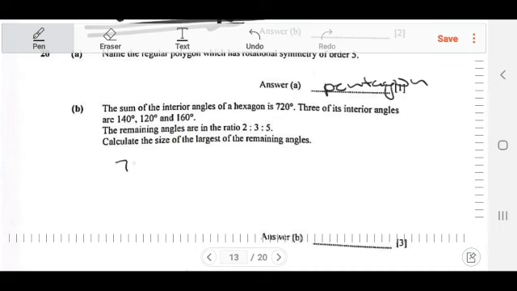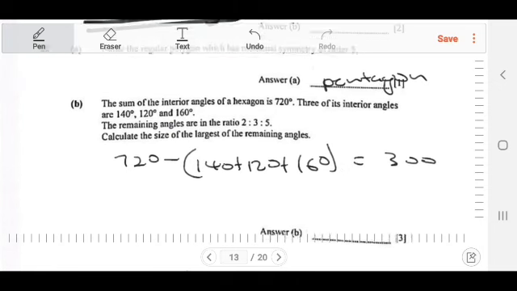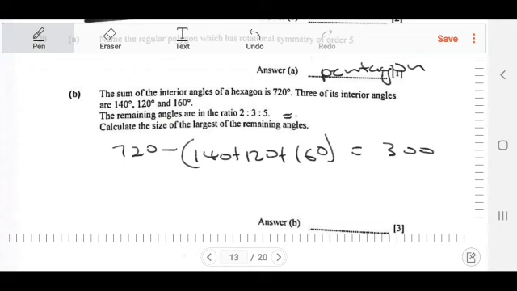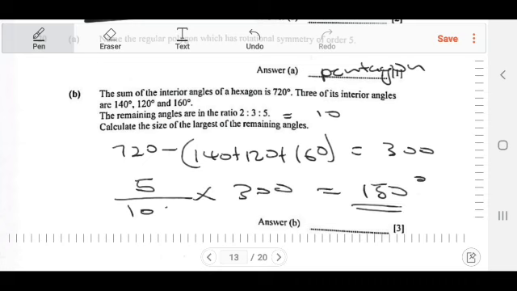So I can say 720 minus the total of this one, 140 plus 120 plus 160, which is going to give me 300. Now the total of this ratio is 10. So if I say 5 over 10 times 300, I'm going to get 150. This is the largest of the remaining angles.